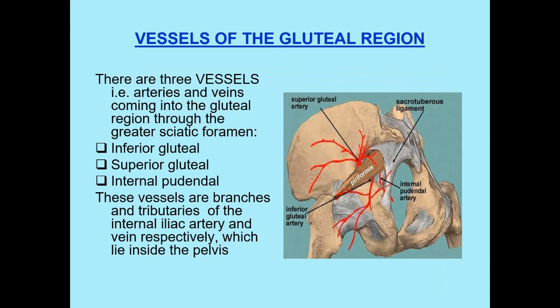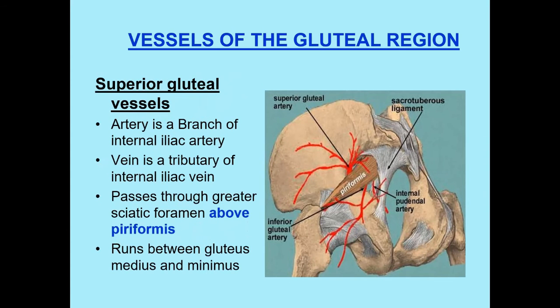Now, the vessels of the gluteal region. There are three vessels, that is arteries and veins, coming into the gluteal region through the greater sciatic foramen: inferior gluteal, superior gluteal, and internal pudendal. These vessels are branches and tributaries of the internal iliac artery and vein respectively, which lie inside the pelvis.